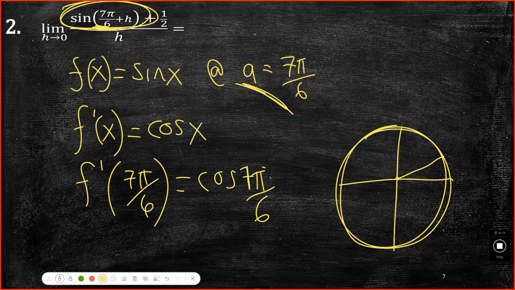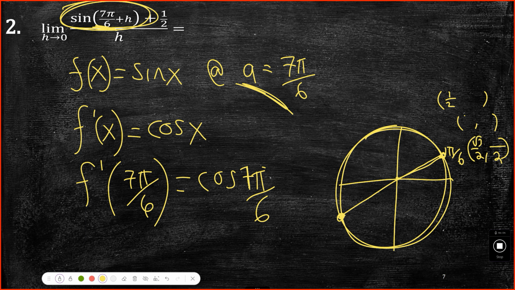Pi by 6 is here. 7 pi by 6, 6 plus 1 is 7, is going to be over here. This is pi by 6. Remember what we just did? Everything over 2. So this one was 1 over 2, root 3 over 2. This is root 3 over 2.